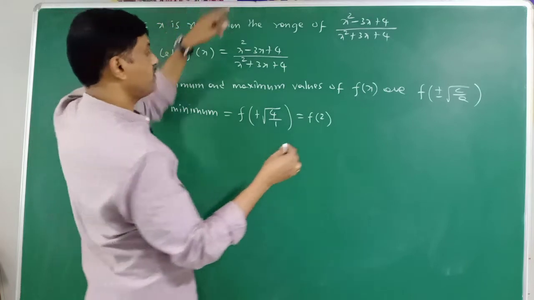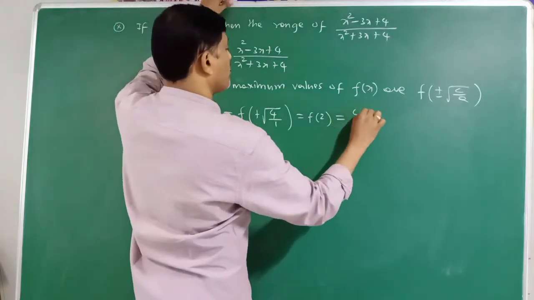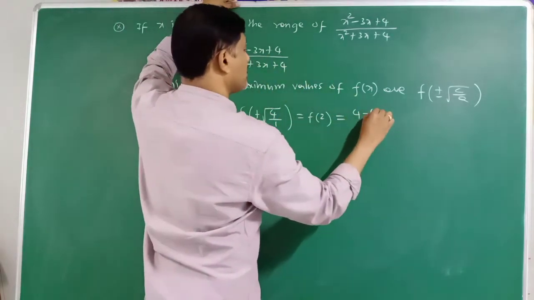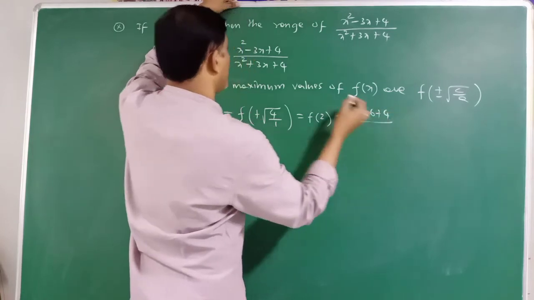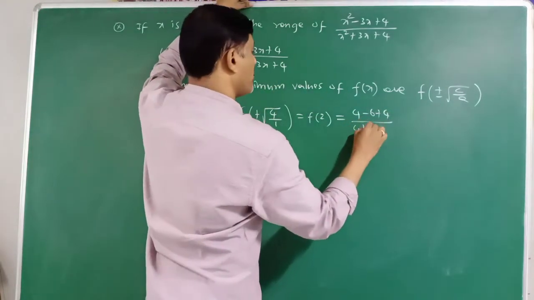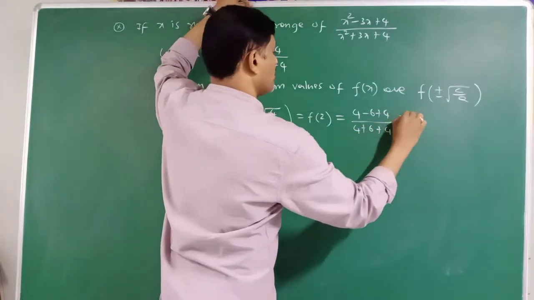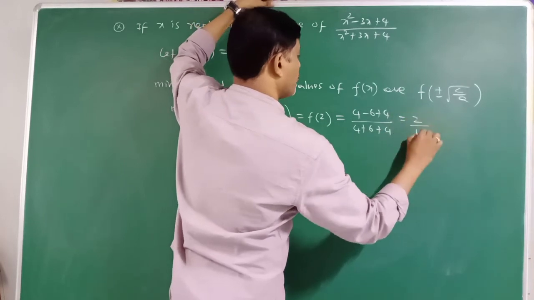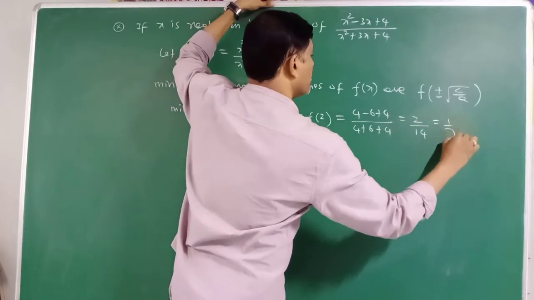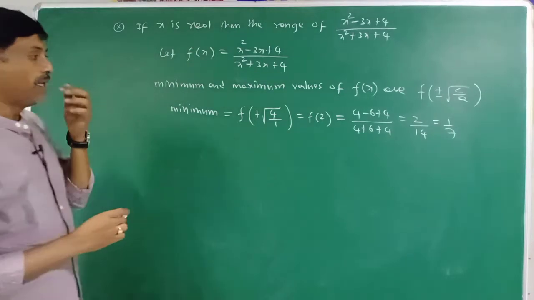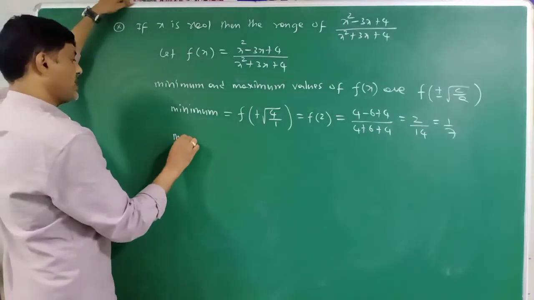What is f(2)? Substitute here: 2² is 4, minus 6 plus 4, divided by 4 plus 6 plus 4. This is equal to 2/14. What is that? Minimum 1/7. What is the maximum?